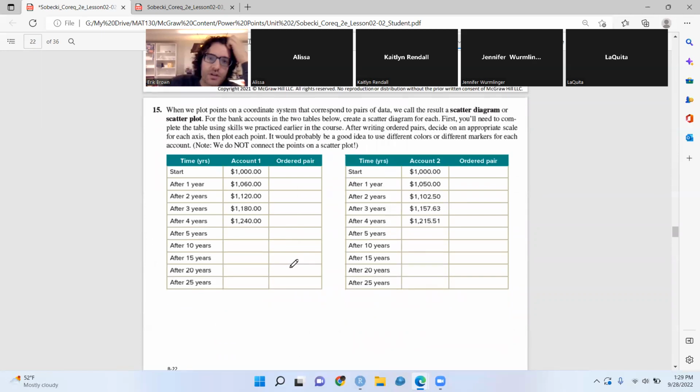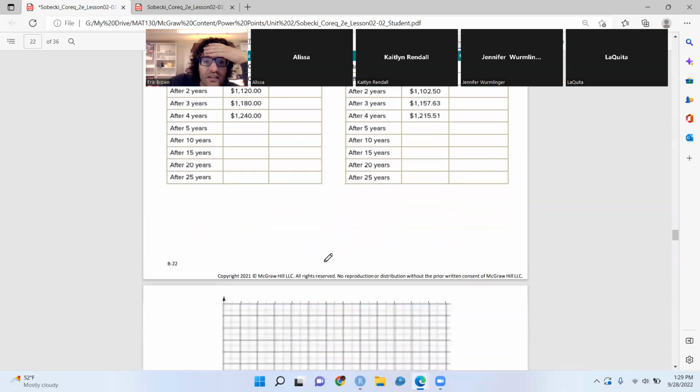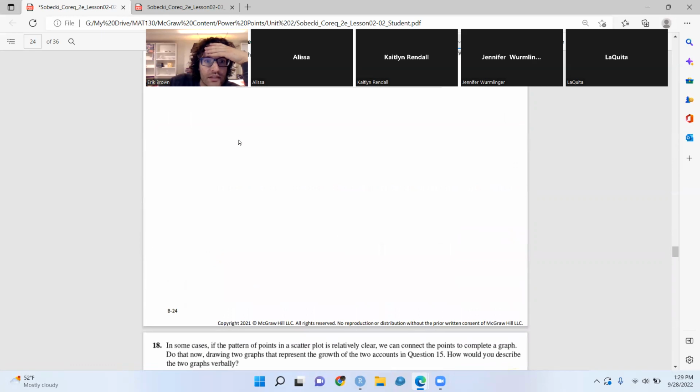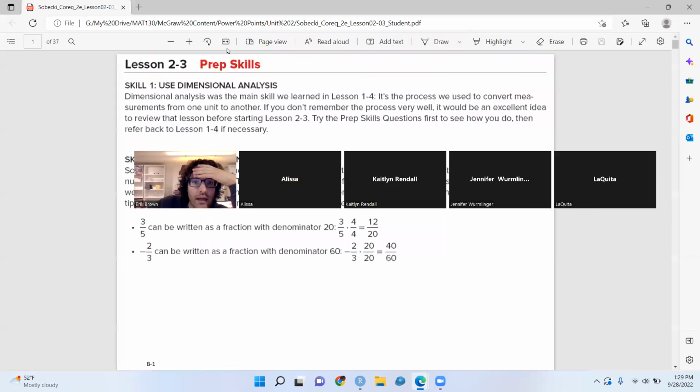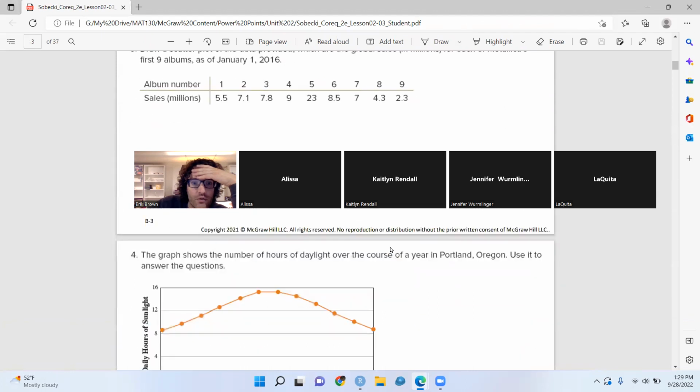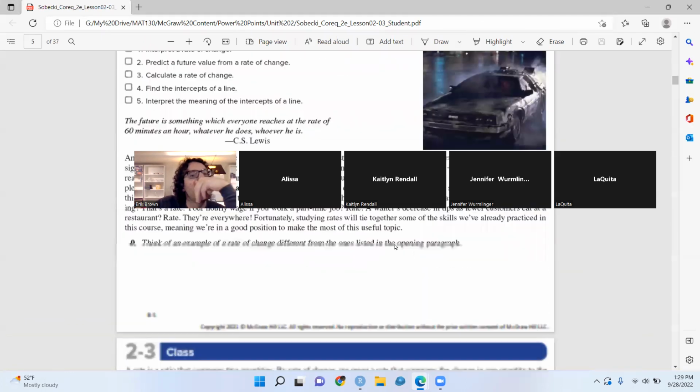Let's do one more scatter plot. No, let's go on to the next section. Let's just be done with 2.2 because that's all we need. We just need to know how to graph things. And what's going on here? Okay, and let's go to 2.3, and here's where we're going to use these new graphing skills to help us.